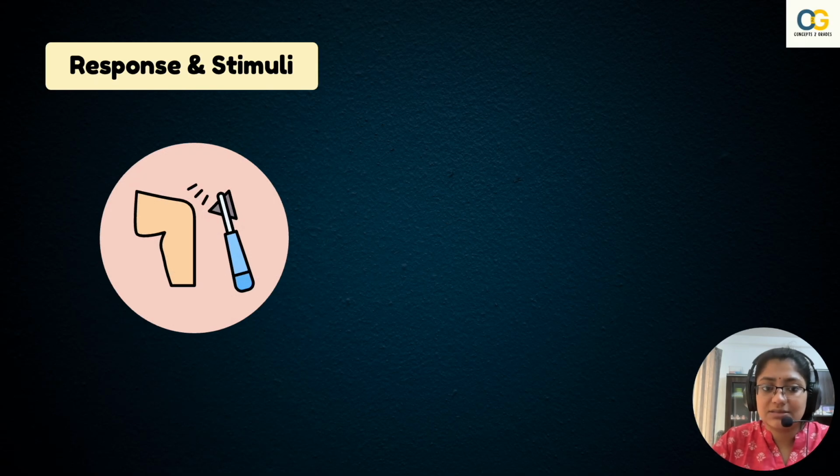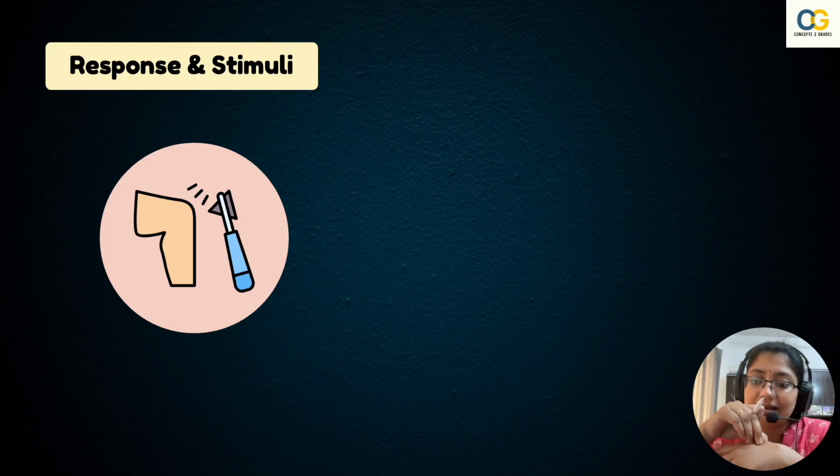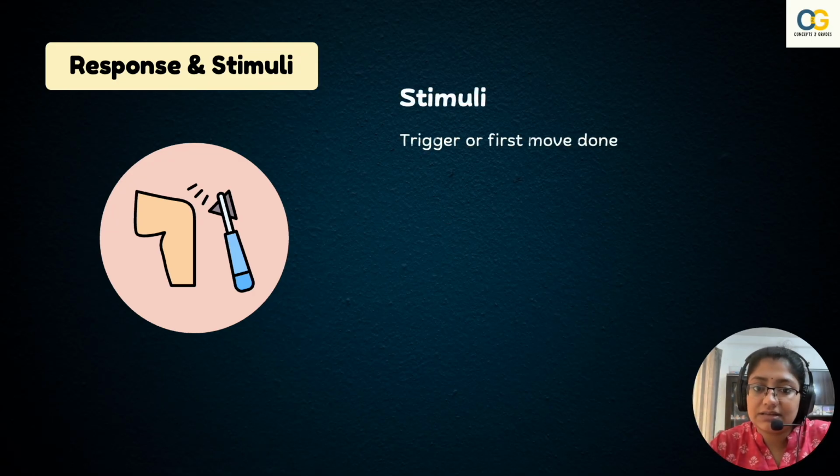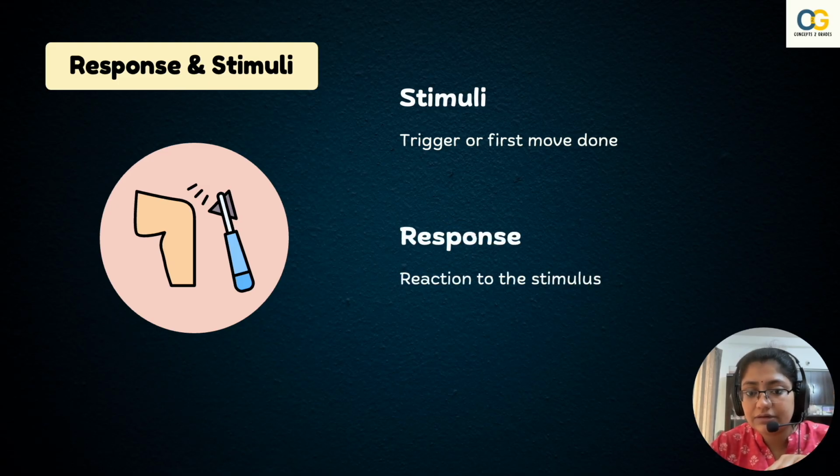Response and stimulus is basically you give a trigger and then you have a reaction for it. It is the action-reaction concept. The action would be the stimulus and the response would be the reaction. So if I pinch my hand, it will pain. Since I'm pinching, I'm not reacting. But if someone else pinches it, I will react to it, because I'm like, what is this that has suddenly happened? So every time there is a stimulus, a trigger or the first move, there is a response for it. That reaction to the stimulus is the response.